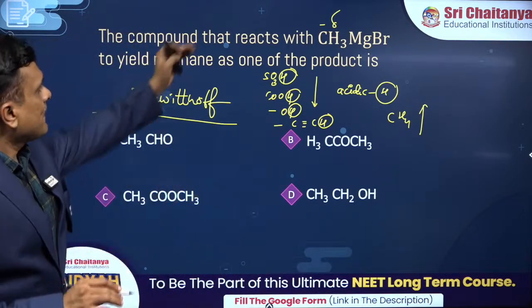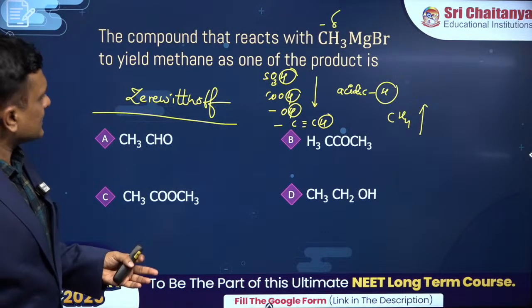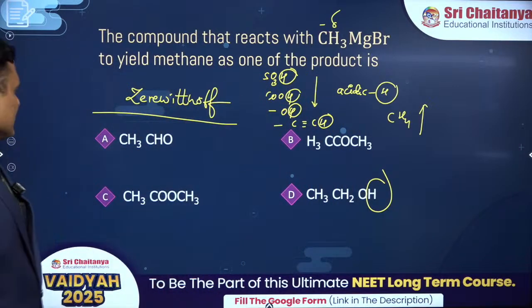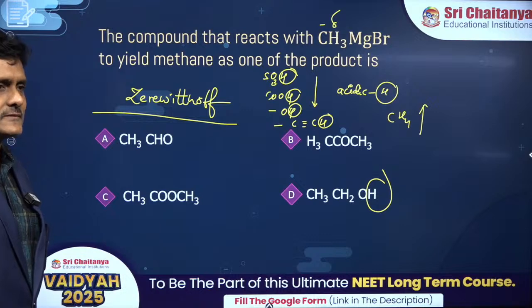Okay. Now we can see the negative charge is taking the proton. So wherever the acidic hydrogen atoms are, you can see this only has the acidic hydrogen atom. The remaining ones do not have any acidic hydrogen atom. Isn't it? Come on. Have you understood, Srinivas?